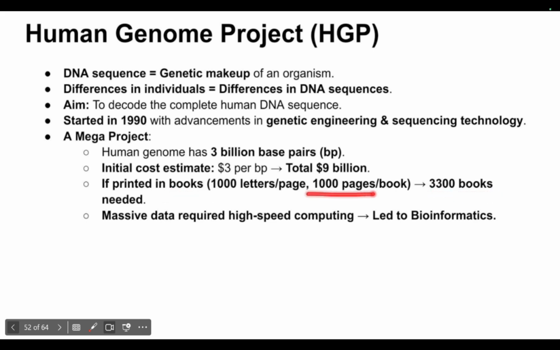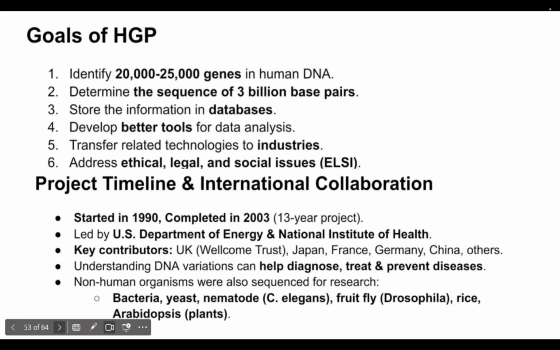of 1000 pages each. Now this has generated massive data, so it required high speed computing, and this led to the emergence of the field of bioinformatics. The main aim of this Human Genome Project was to identify the 20 to 25,000 genes present in human DNA, to determine the sequence of 3 billion base pairs, store this information in a database, and to analyze this data to be used as a tool.